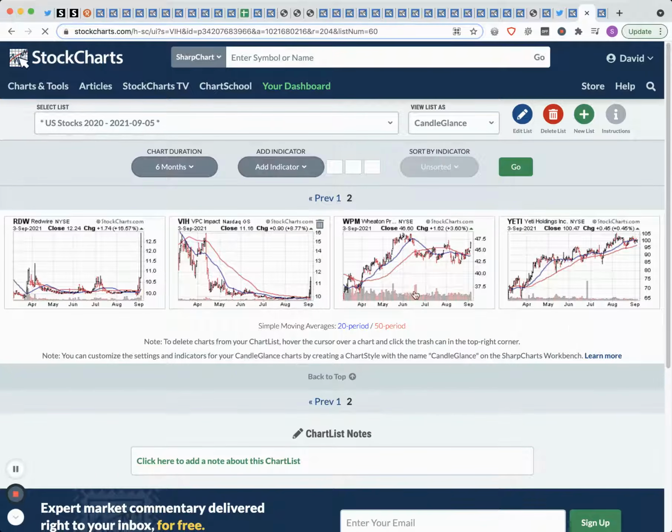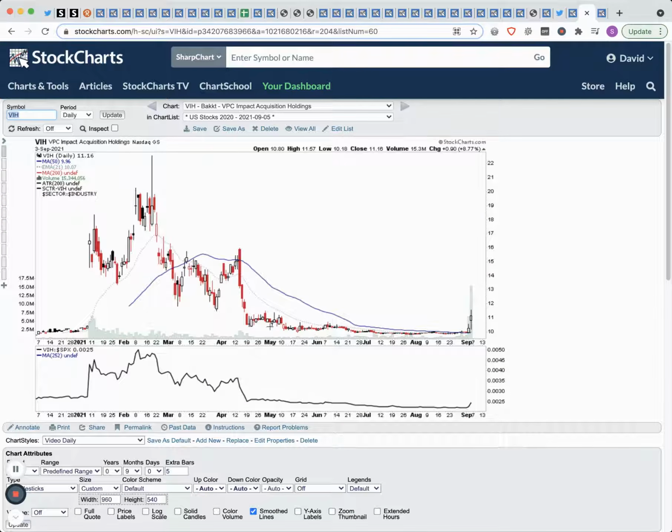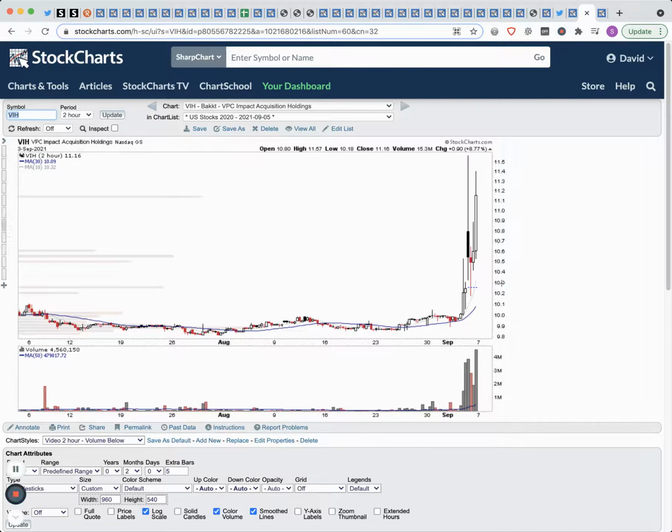So for example, VIH, you can see this is your typical SPAC action since the February top and breakdown. They all pull back to their $10 level, where they generally can't go much below because they're kind of pinned to that level. And you see the last few days there's been multiple SPACs that have had this kind of action. So if we go to a 2-hour chart on this, where some heavy volume has come in and they've started thrusting up again.